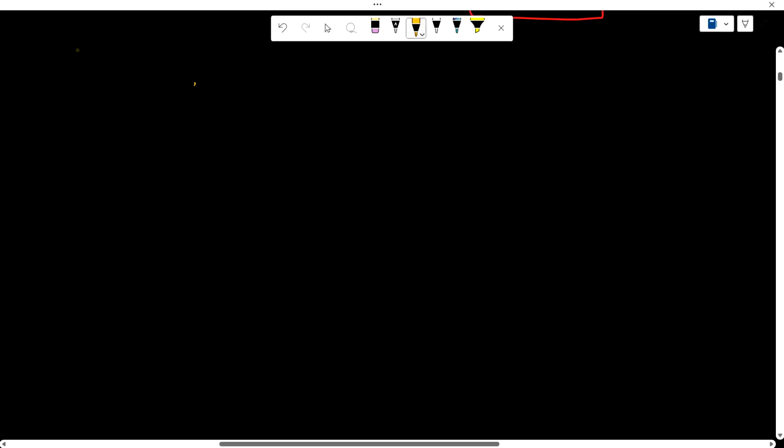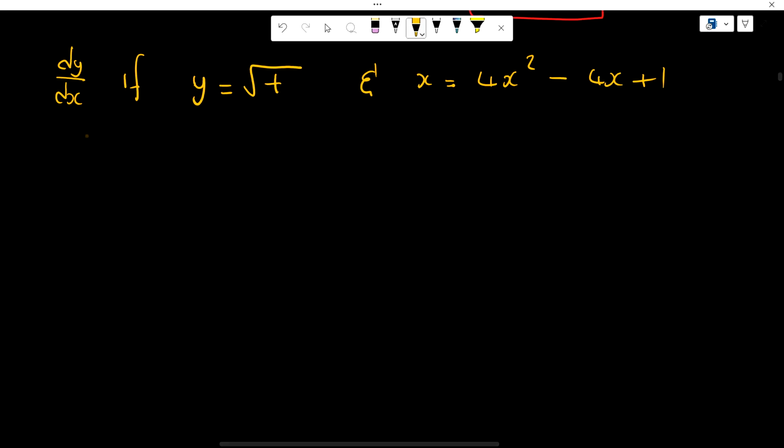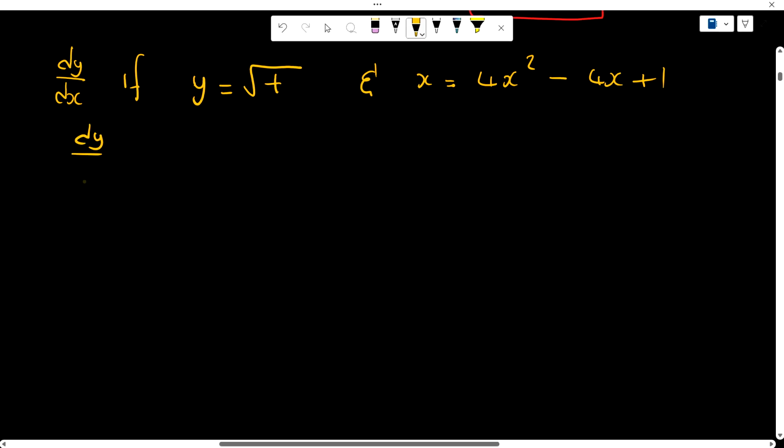So the last example, let's say find dy/dx if you have y is equal to the square root of t, as well as x is equal to 4x squared minus 4x plus 1. The question says find dy/dx, right? So in this case, let's first find dy/dt, right?